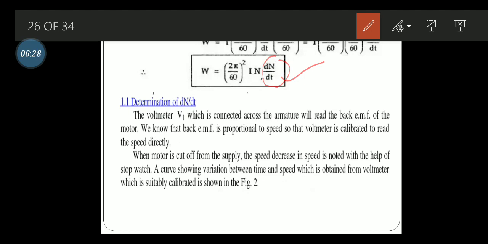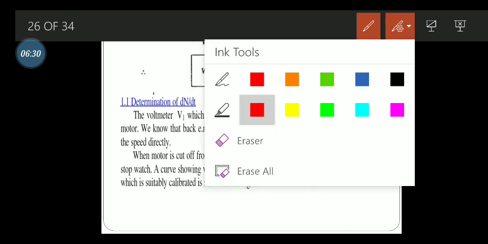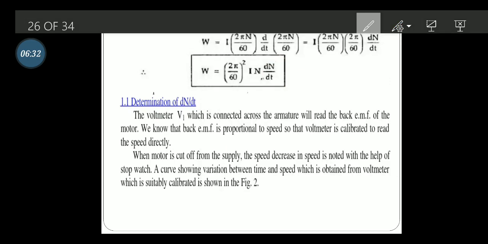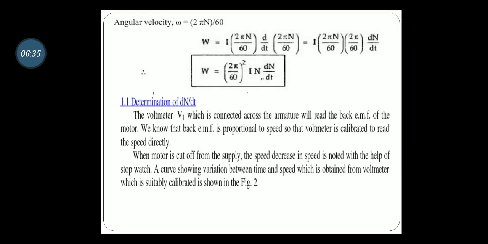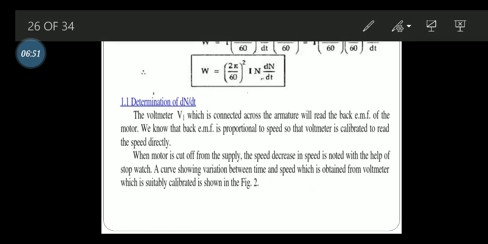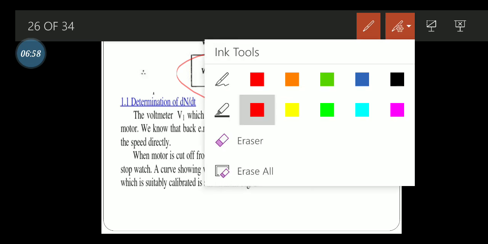Why have I written the rate of change of speed here? Because you know very well that omega is proportional to the speed N. So in place of d omega divided by dt, we can represent it as dN divided by dt. So finally we can get this expression, which represents the rotational losses.